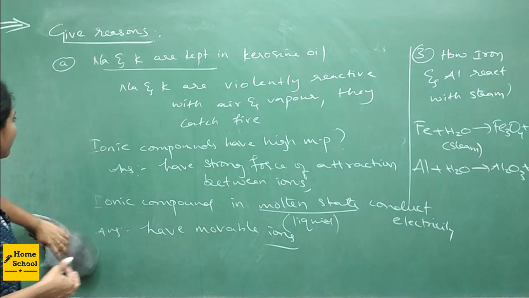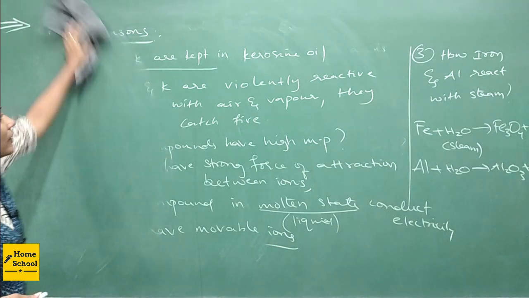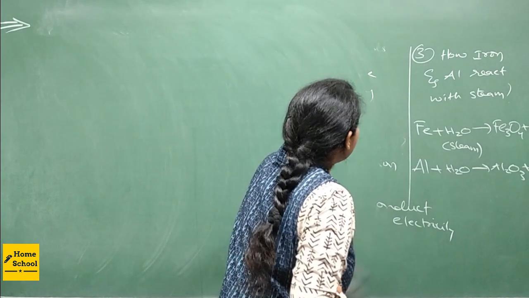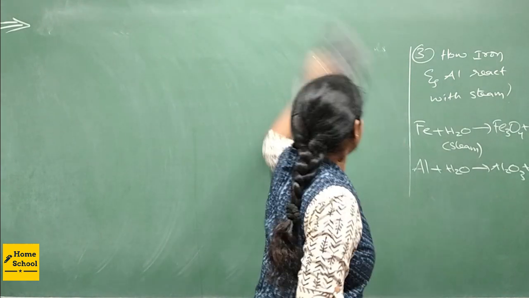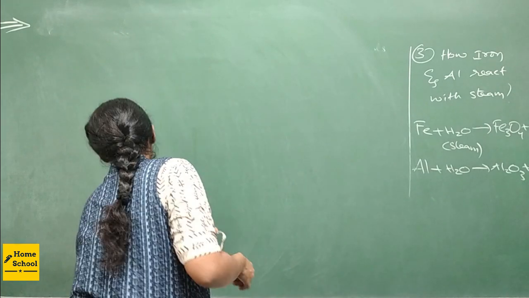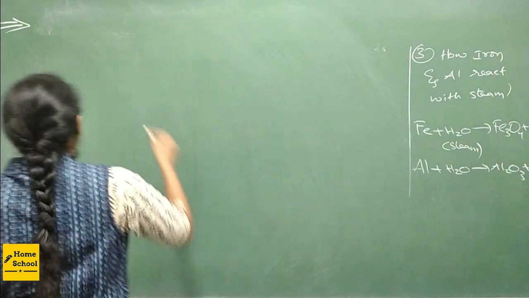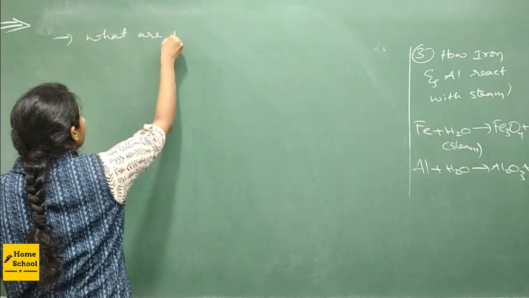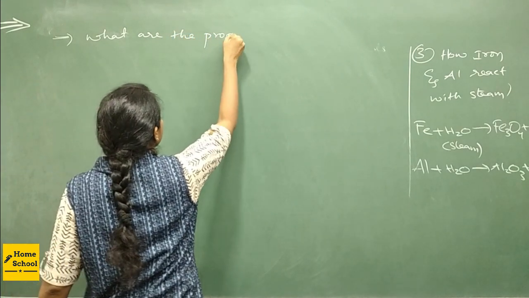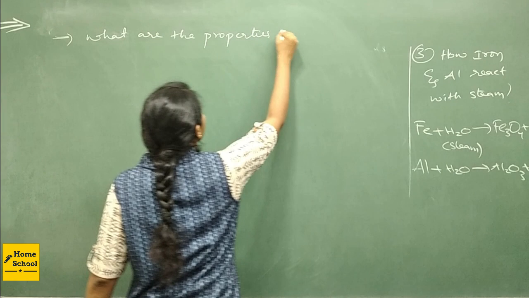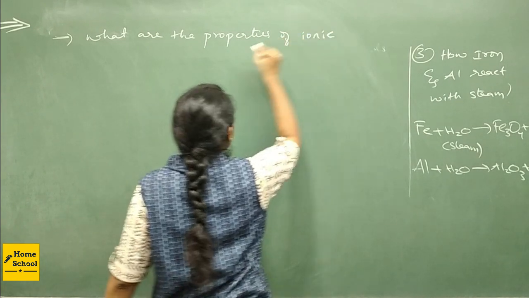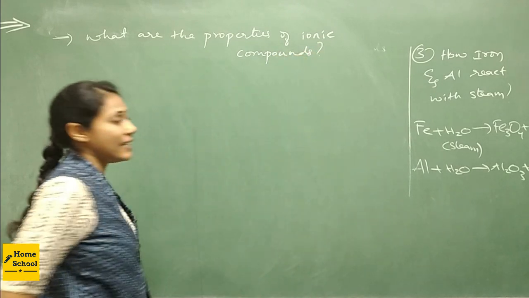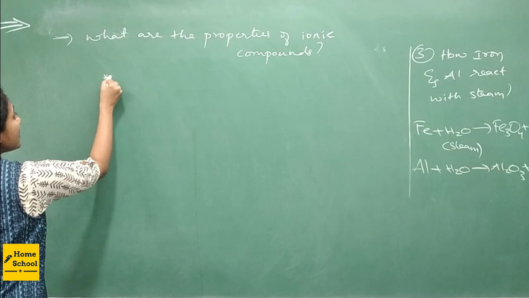Okay, fine. And now let me go for another very, very important question. Most of the time they asked this particular concept in the previous papers. So let's understand that. The next question is, what are the properties of ionic compounds? Okay, so this is another question that they can ask. So you can write the answer in a point wise.